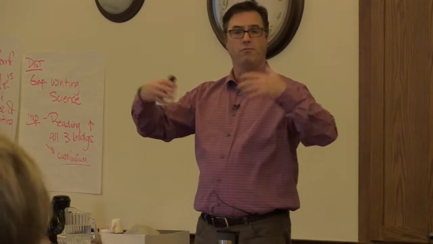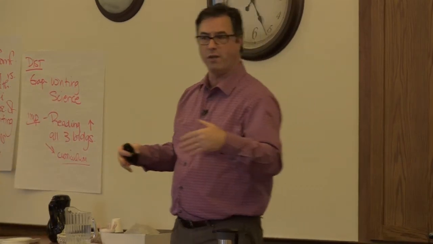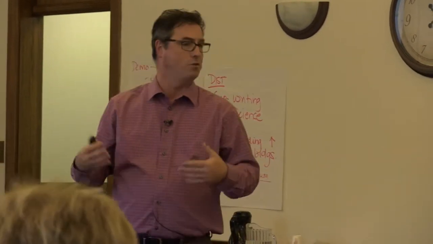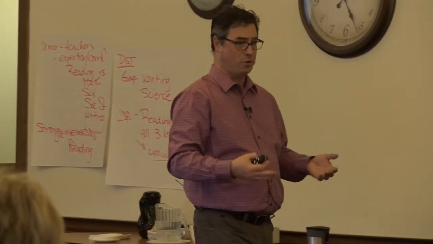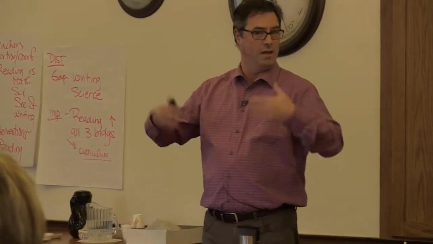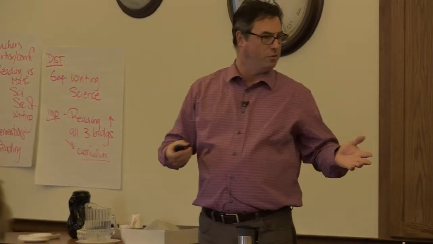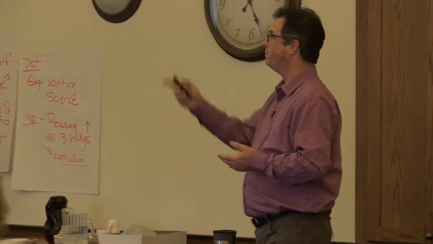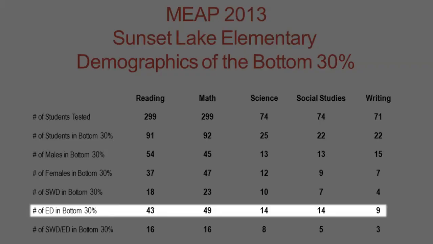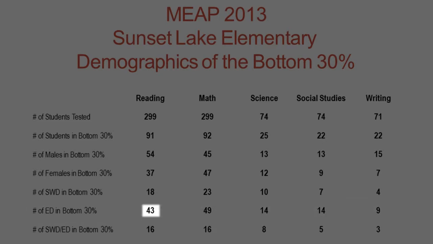So if all things being equal, we would expect 35% of those who are in the bottom 30% to be children who live in poverty. Not that we want anybody to be non-proficient or to be in the bottom 30%, but that's the way it is. But let's just grab an easy one like reading, where we see the number of economically disadvantaged in the bottom 30%.